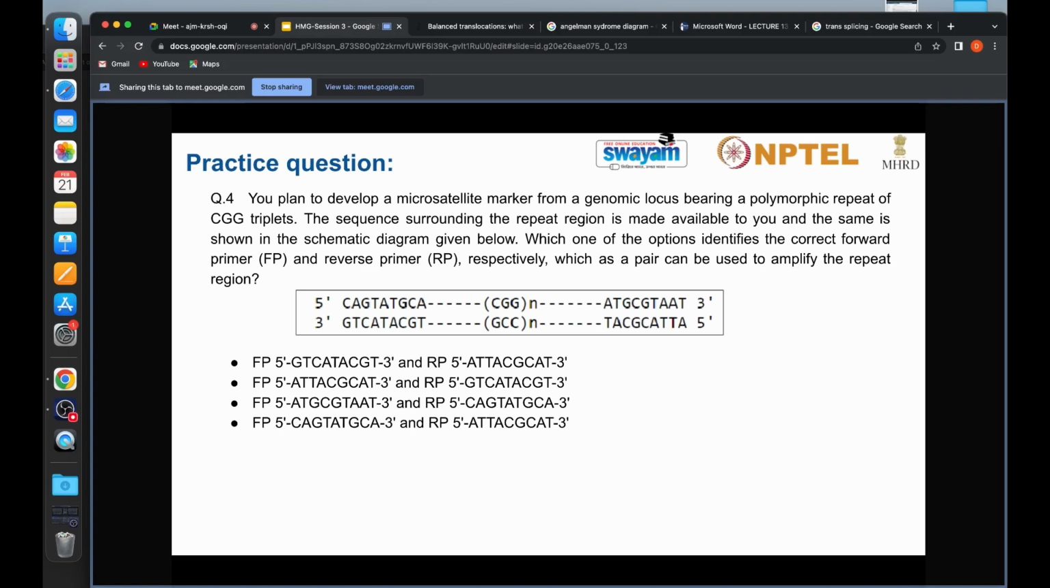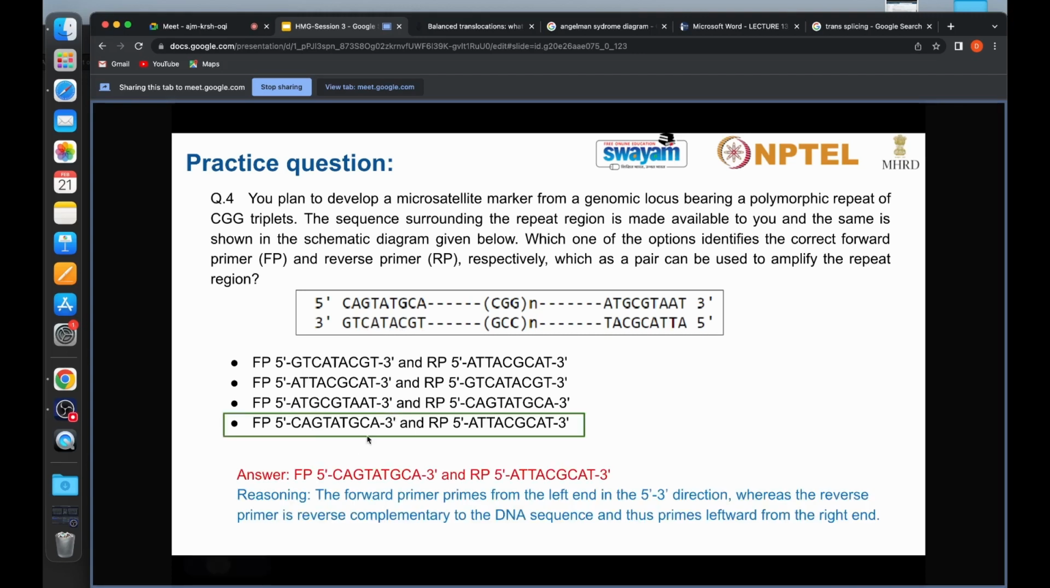So for a particular primer to replicate from 5 prime to 3 prime, you require a sequence of DNA that is lying from 3 prime to 5 prime. So that means forward primer will be used for this strand that is lying from 3 prime to 5 prime. So forward primer should be complementary to this region, that should be CAGTATGCA, that is present in the option number D. So this would be your forward primer.